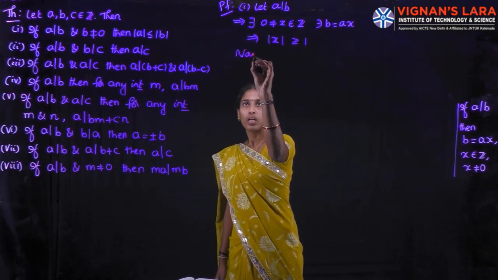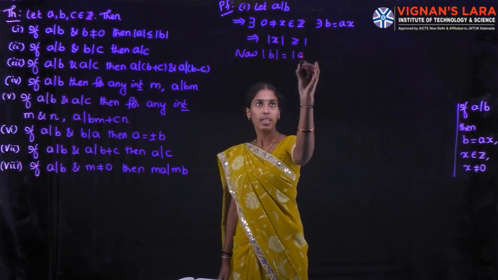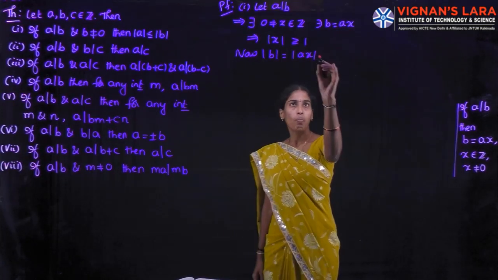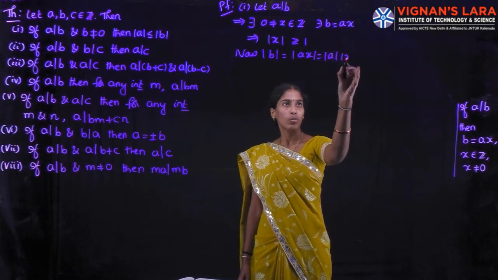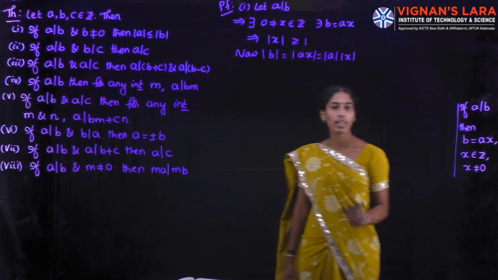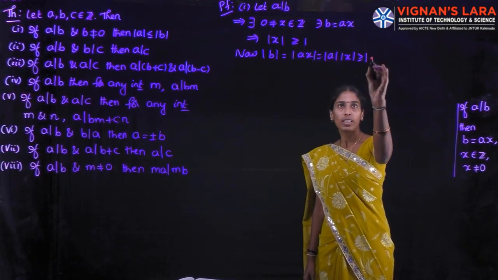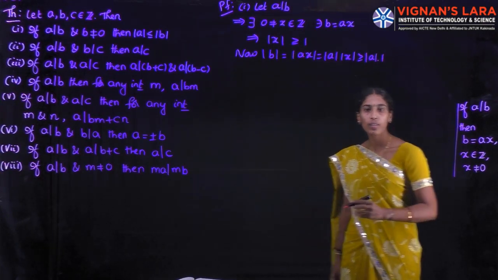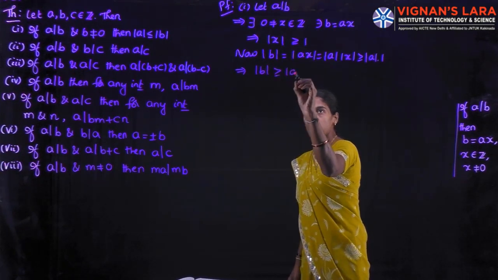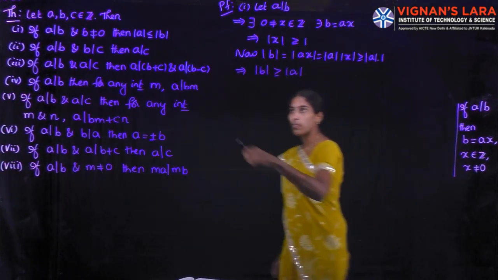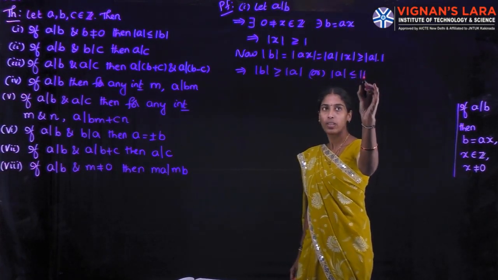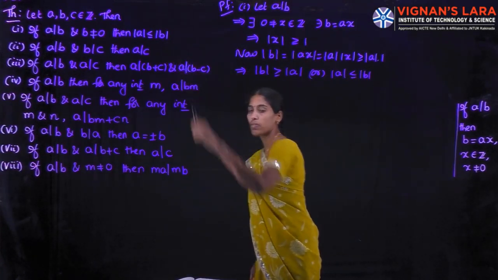Now, consider mod B, because B is equal to AX, mod B is equal to mod AX. Mod AX is mod A into mod X. Here we get modulus of X is greater than or equal to 1. So, greater than or equal to mod A into 1 implies mod B greater than or equal to mod A. Otherwise, the same thing we can write as mod A less than or equal to mod B. The first one completed.